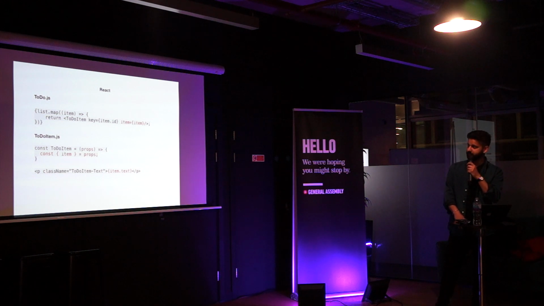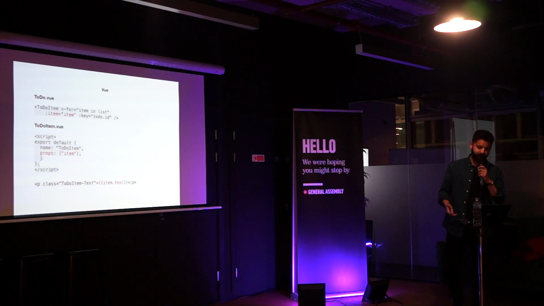Then in our to-do item component, we receive props as a parameter, which gives us access to the props that had been passed in earlier. In Vue, we pass props by writing :item equals item. Then in the child component, we would make a props key in our export default object. This typically receives an array as its value. We can then pass in the name of the prop as a string into the props array, which in this case was item. And finally, this gives us access to the item prop.